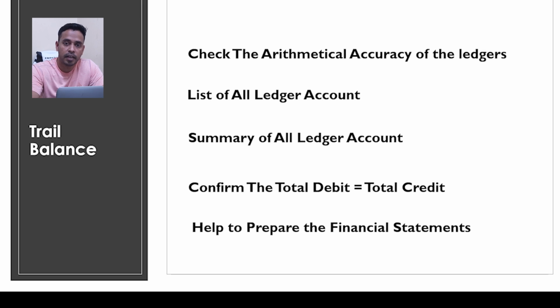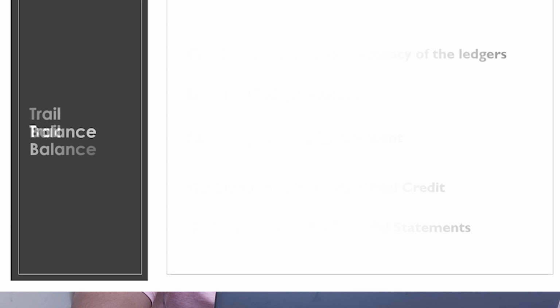And the trial balance helps to prepare the financial statements. That means from the trial balance, we will start to prepare the financial statements like the profit and loss account and balance sheet.